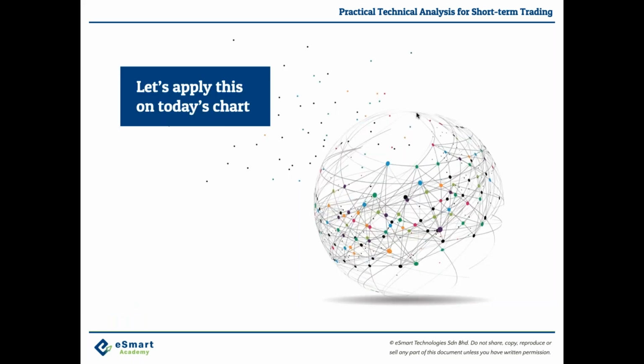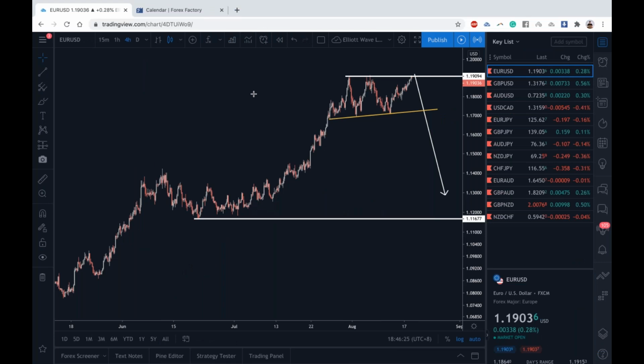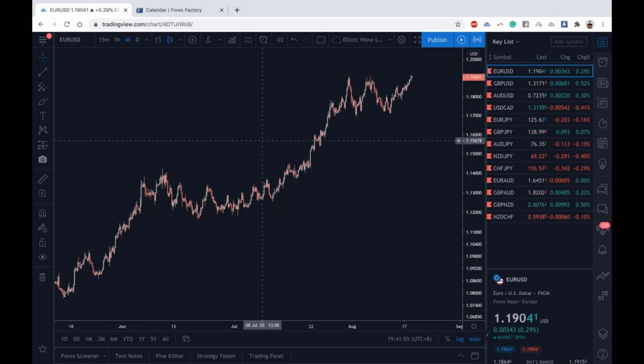Okay, so now let me go over to the live chart as of today. Over here I'm using TradingView. That's just a charting platform that I use to analyze the market. What we're going to do in the application of the live market is I'm going to share with you the charts and the opportunities that I'm personally monitoring.